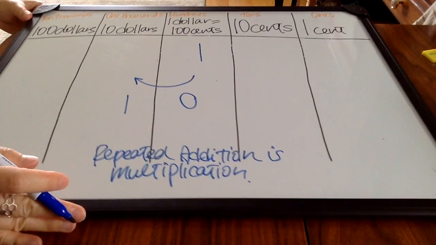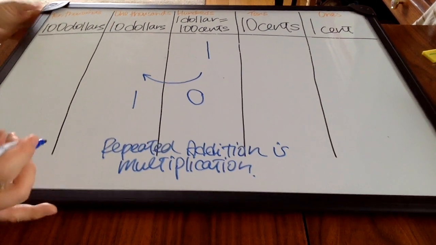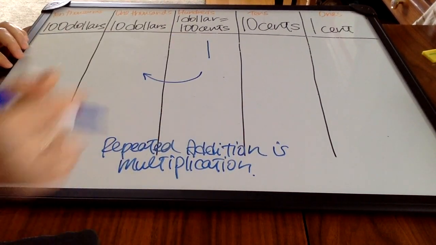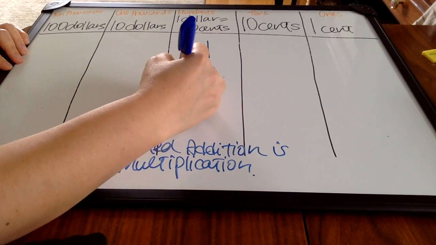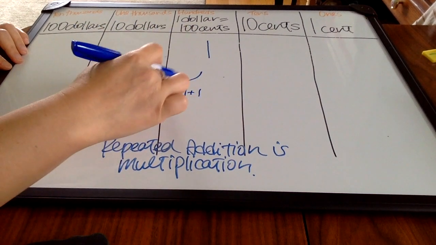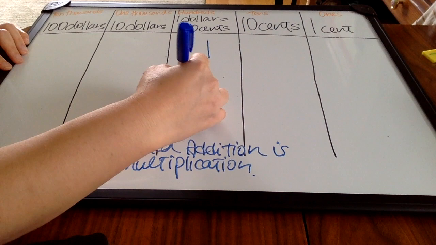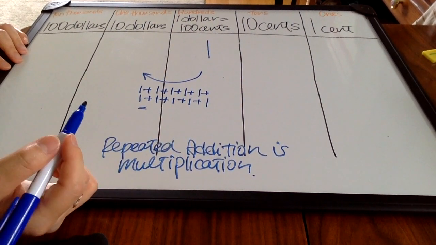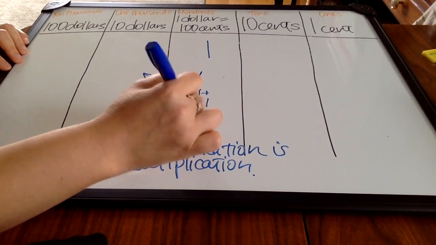Right? That means when you add 1 ten times, like 1 plus 1 plus 1 to get to 10, what you are doing right over here is 1 plus 1 plus 1 plus 1 plus 1, 1, 2, 3, 4, 5, plus 1 plus 1 plus 1 plus 1 plus 1. So you are adding 1 ten times, which means you are multiplying 1 by 10.